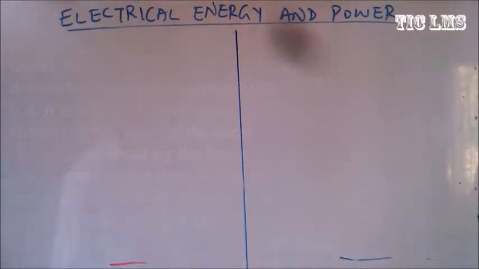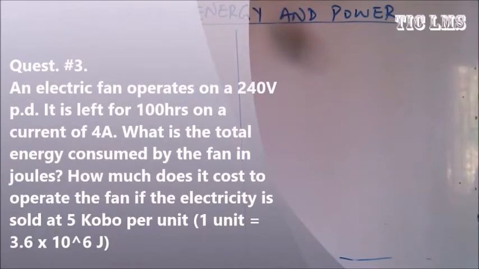Next question says an electric fan operates on a 240 volt potential difference. It is left for 100 hours on a current of 4 ampere. What is the total energy consumed by the fan in joules? How much does it cost to operate the fan if the electricity is sold at 5 kobo per unit, taking 1 unit to be equal to 3.6 times 10 raised to 6 joules?